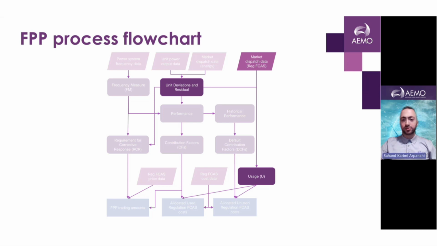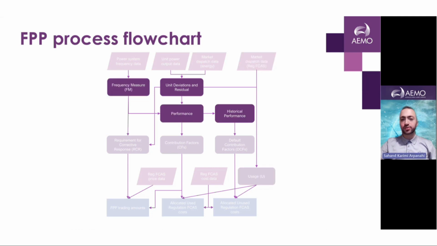Moving on to the other part of the procedure, that is the allocation of regulation FCAS costs. The first step is to determine the factor called usage, which indicates what proportion of enabled regulation FCAS was utilized by AMO within a 5-minute trading interval. This factor is used to divide regulation FCAS costs into two types, used costs and unused costs.